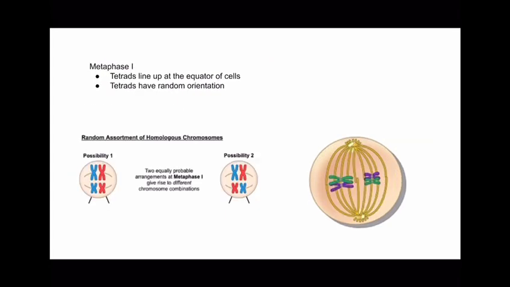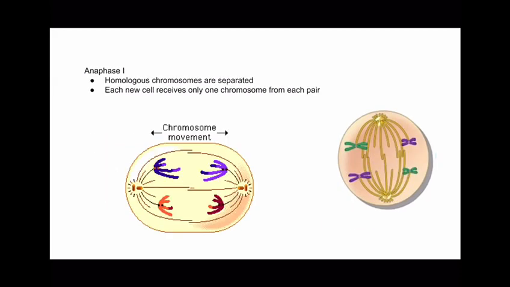And next is metaphase 1. In metaphase 1, the tetrads, which are the groups of 4, line up at the equator of the cell. The orientation of the tetrads is completely random, and this contributes to increasing the genetic diversity of the daughter cells. We will be discussing random orientation more later in this video. In anaphase 1, the homologous chromosomes separate and are pulled to the opposite ends of the cell, and each new cell receives only 1 chromosome from each pair.